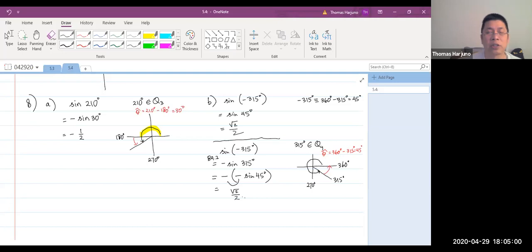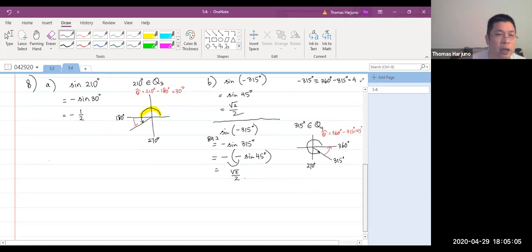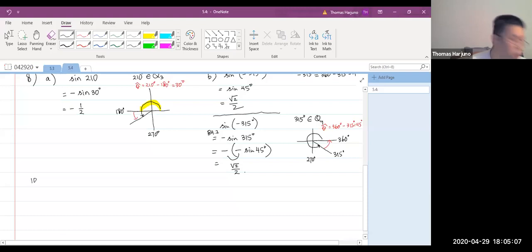Okay, that's for sine in degrees. Now let's try another function, and at the same time we will deal with radians. Let's say, for example, number 10a, cosine 5 pi over 4.